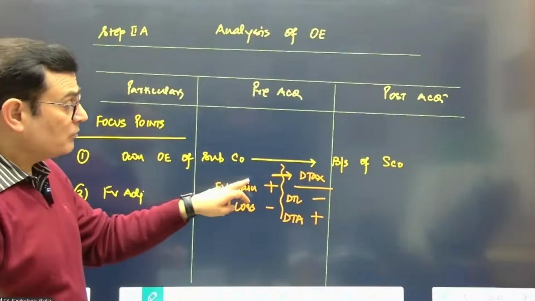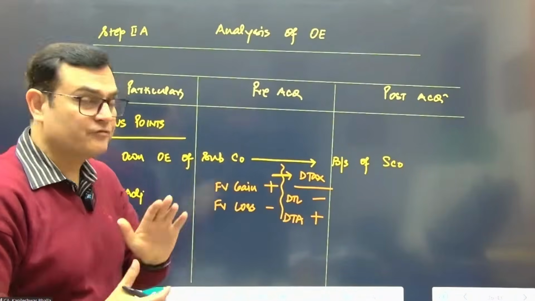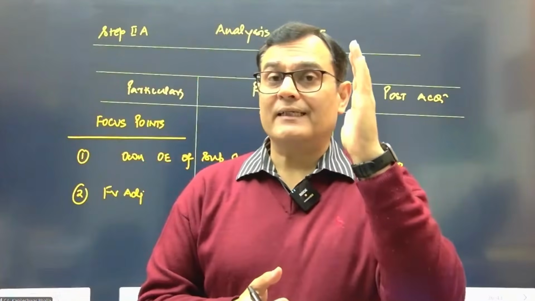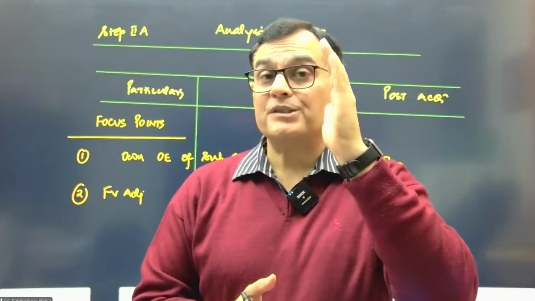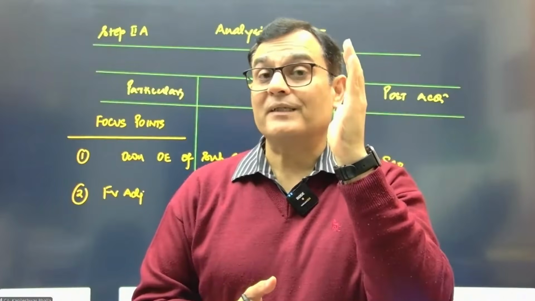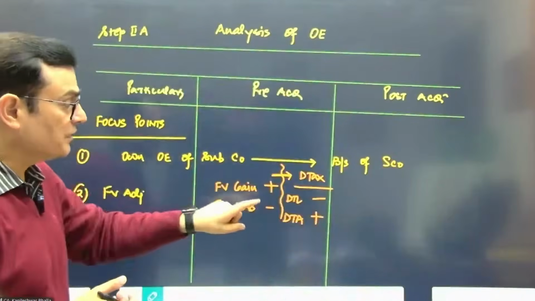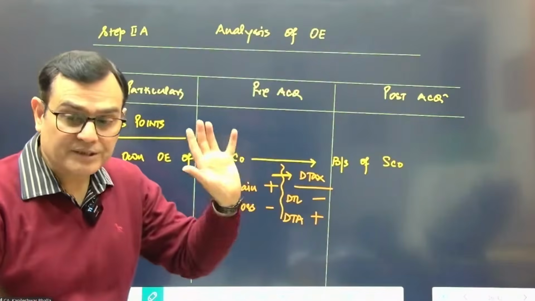So the amount of fair value gain or loss itself will result in a deferred tax. So what are you going to do in the pre-acquisition column? The fair value gain gets a plus and the DTL gets a minus. The fair value loss gets a minus, and the DTA is supposed to get a plus. So if you get a DTL because of the fair value change, that's minus, and if you get a DTA, that's going to be plus.